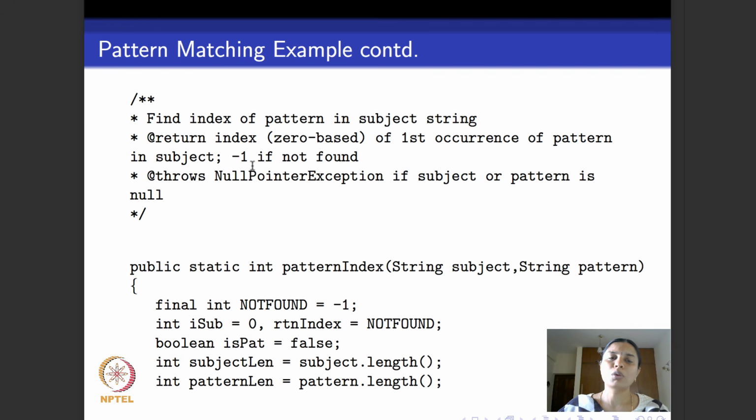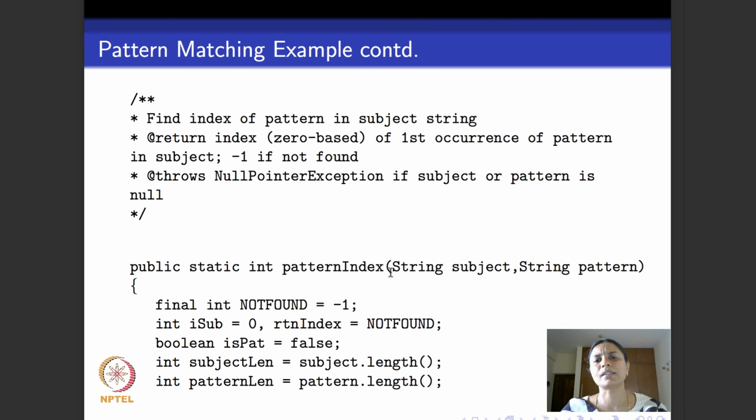So as I told you, the goal of this code is to find the index of the pattern if it occurs in the subject, and it will return the index 0 based, in the sense that we count indices as starting from 0. The first character of the subject, this index is 0, right? It returns the index of the first occurrence of the pattern in the subject, and returns -1 if it's not found. If the subject or pattern is empty, then we throw a null pointer exception.